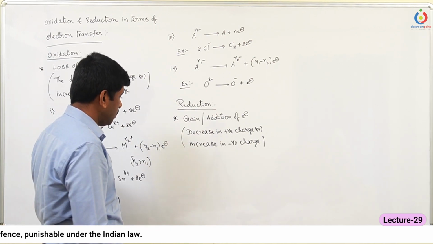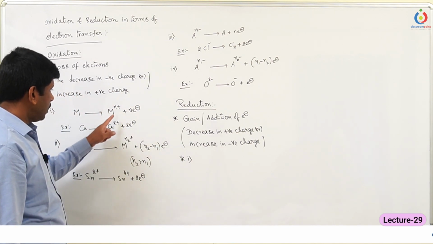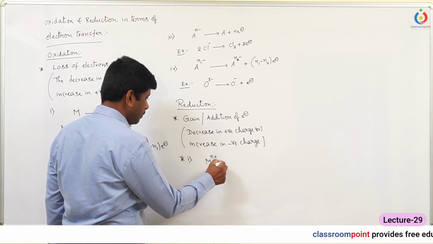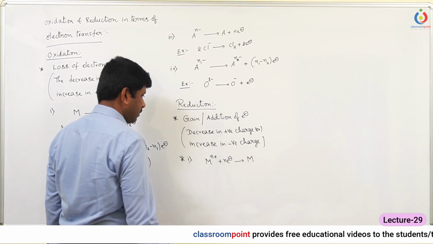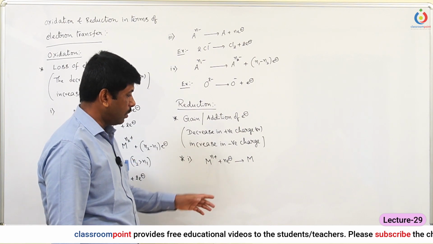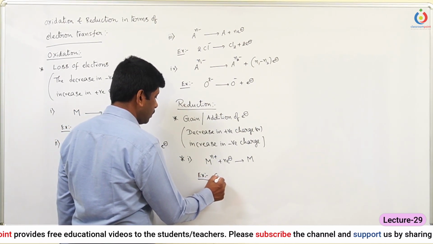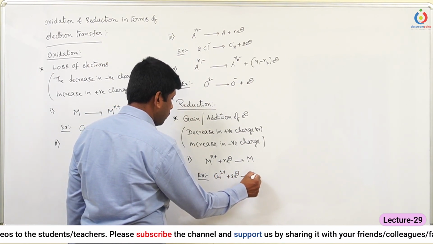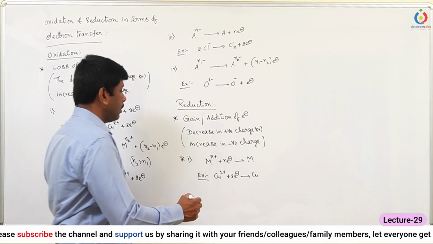Let us take the same examples but with the reverse process now. Take the opposite of this. M^n+ plus n electrons, when you add them, becomes M. See here, positive charge to 0, value decreased, so it is a reduction reaction. Example: Cu2+ adds 2 electrons and converts into copper. 2 plus minus 2 gives 0.